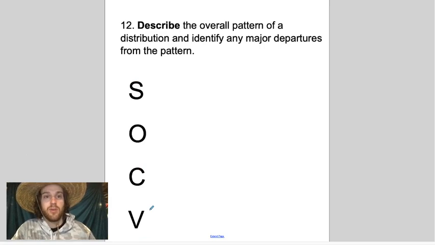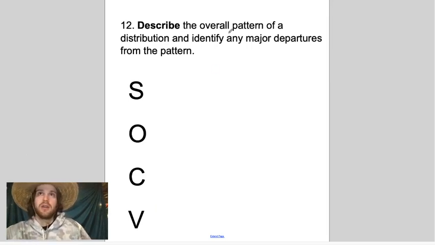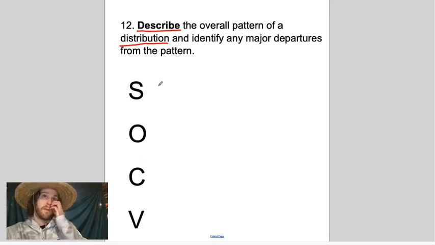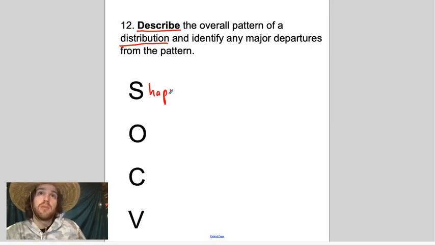Okay, describe the overall pattern of a distribution and identify any major departures from the pattern. When you see "describe a distribution," the acronym that should pop into your head is SOCV: shape, outliers, center, and variability.